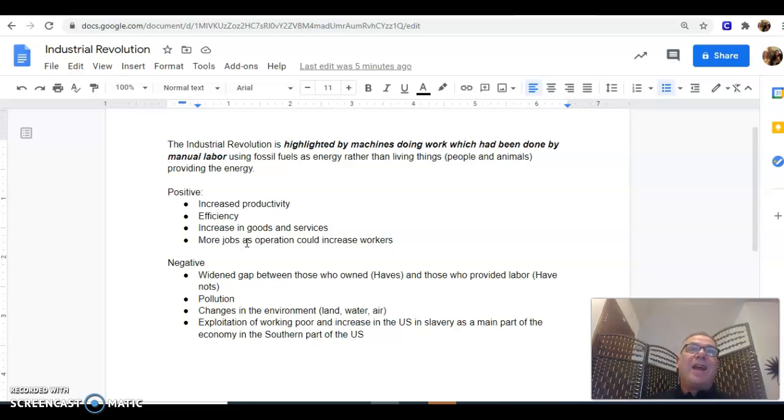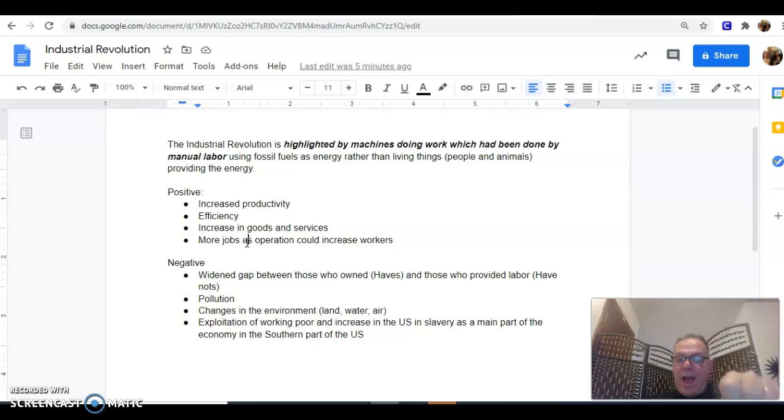What were some of the negative things that happened? Well, it widens the gap between those people who own the factories and own the goods and services and own the land where these resources were found, and it made them that they had stuff. They were the haves. And the people who provided labor proportionally did not have as much, and those who couldn't get a job had nothing, and they became have-nots.